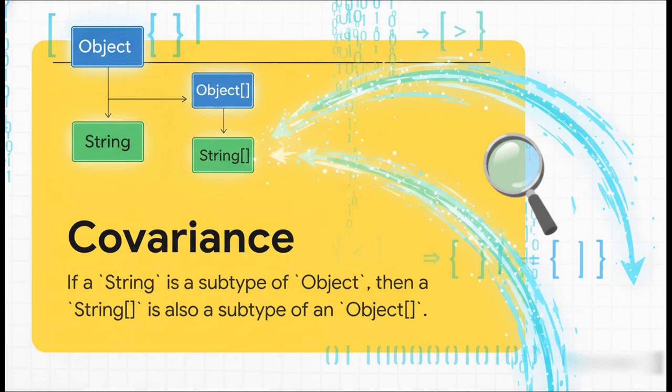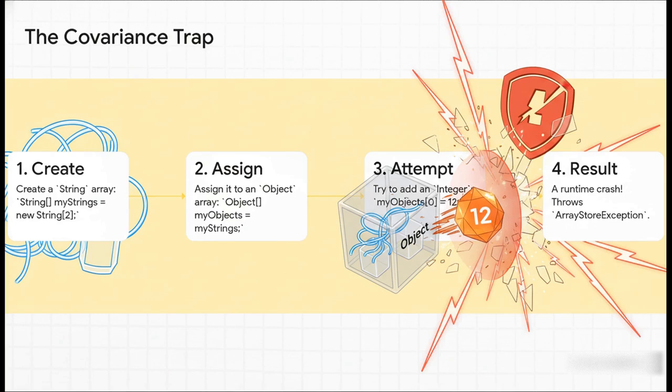We all know that in Java, a String is a more specific type of Object. Well, covariance just means that this relationship also applies to their arrays. So, an array of Strings is considered a type of an array of Objects. This lets you do things like assign a String array to a variable that's expecting an Object array, which can seem pretty useful. But here is the trap.